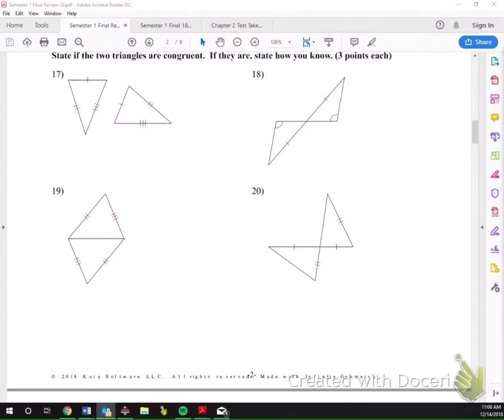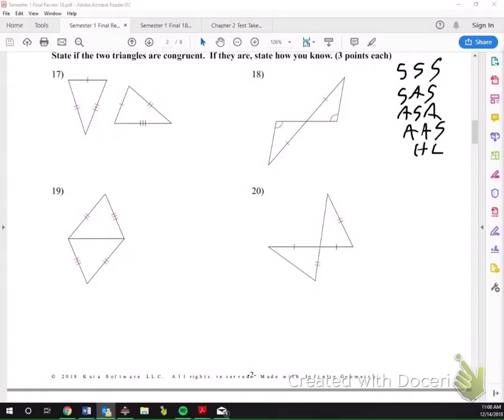So here it says, state if the two triangles are congruent. If so, state how you know. So we have 5 different options here: side, side, side; side, angle, side; angle, side, angle; angle, angle, side; and hypotenuse leg. Each of those, you guys should know these. If you want a review on these, feel free to. I'm just going to show you how to do the problems.